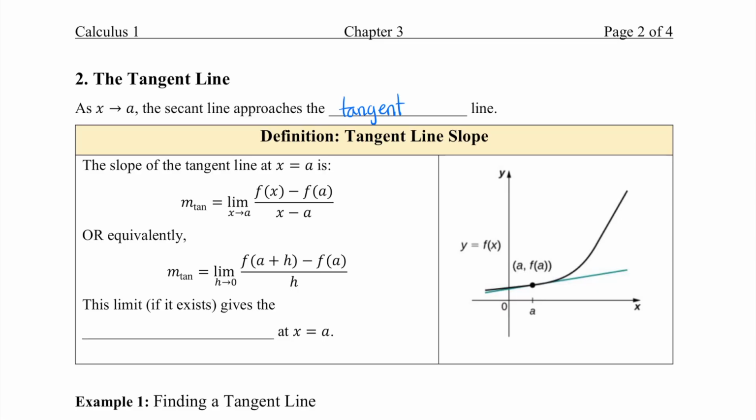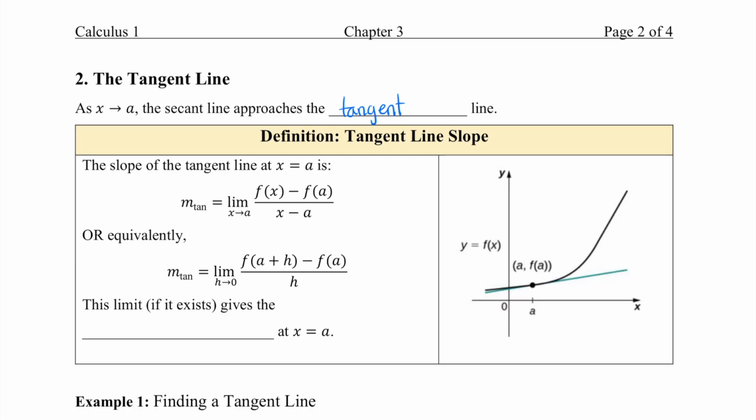Mathematically, we define the slope of the tangent line using a limit. The slope of the tangent line at x equals a is the limit as x approaches a of f of x minus f of a, all over x minus a. This expression looks very similar to the slope of the secant line. The only difference is that now we are taking the limit as x approaches a. That means the second point on the curve moves closer and closer to the first point.